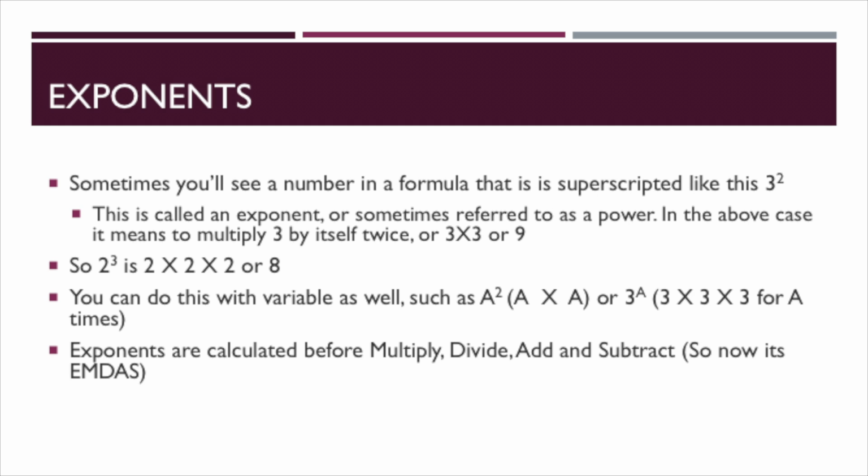Sometimes you'll see a number in a formula that is superscripted, like 3 and then a 2, which is smaller and up. It's called an exponent, or it's also referred to as a power. This means to take that number and multiply it by itself that number of times. So if you see 3 and then the 2, it means take 3 times 3, which is 9. If you were to see a 2 with a 3, that would be 2 times 2 times 2, or 8. You can also do it with variables, so you can have a to the second power, or even 3 to the a power. Exponents are calculated before multiply, divide, add, and subtract. So now it's EMDAS.